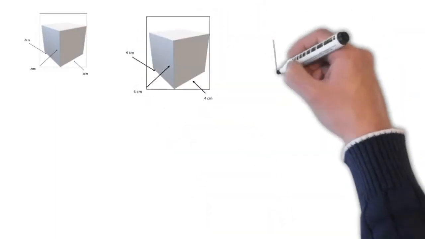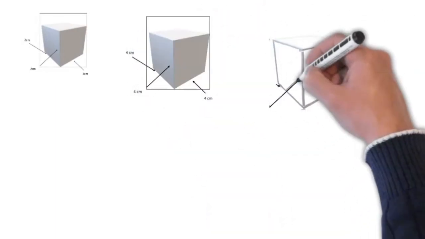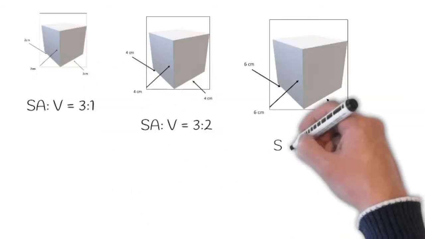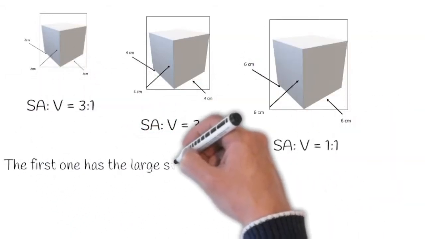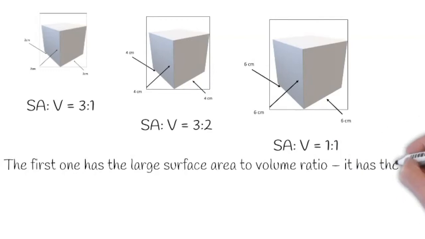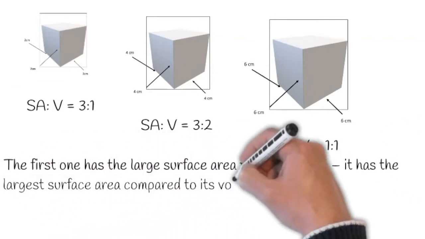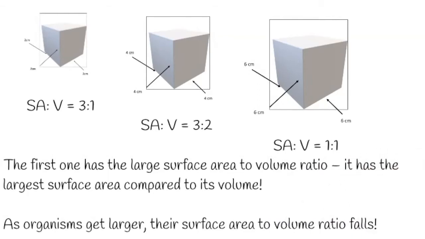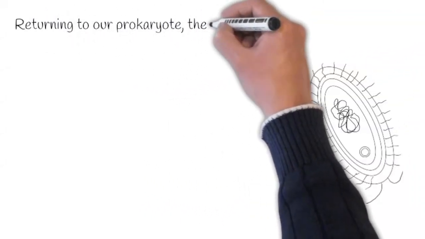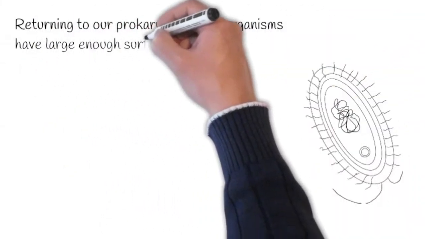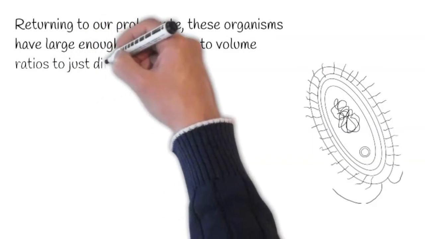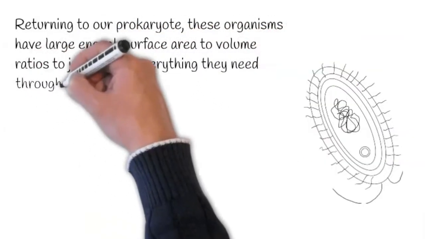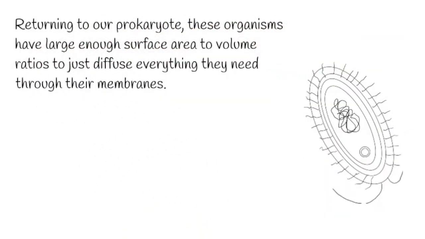Here I'm drawing 3 different cubes, each getting slightly bigger as we go up, and you can see each of their surface area to volume ratios there. The first one has the largest surface area to volume ratio, even though it is the smallest cube. As organisms get larger, their surface area to volume ratio decreases. Returning to our prokaryote, these organisms have large enough surface area to volume ratio to just diffuse everything it needs through their membrane.